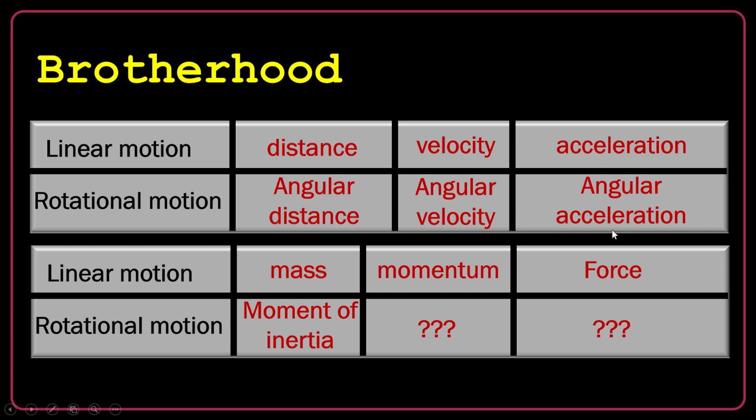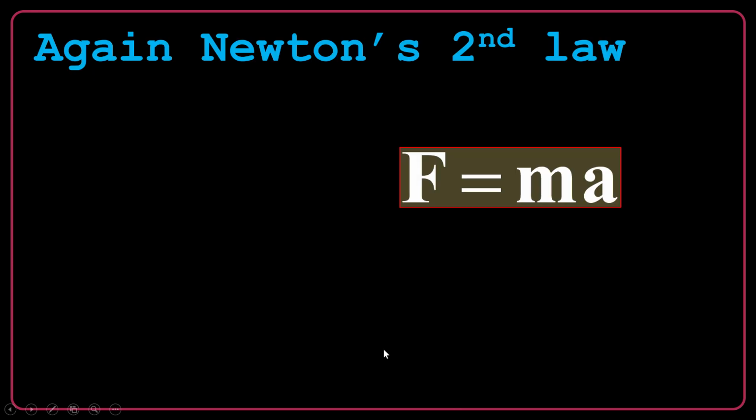Acceleration has angular acceleration. Mass, as we learned in the previous video, has its brother, moment of inertia. And now it's the force to be connected to its brother, the torque. To learn the torque, we should start from Newton's second law: F is equal to ma. We learned what the brother of mass is. It is moment of inertia.